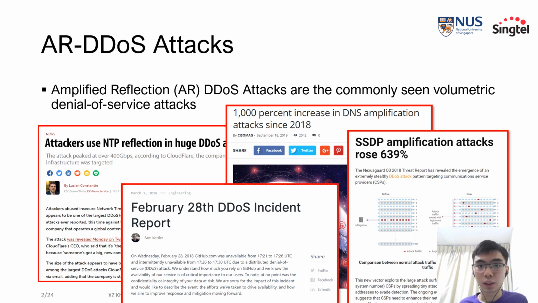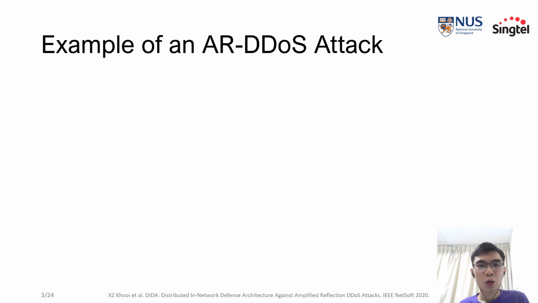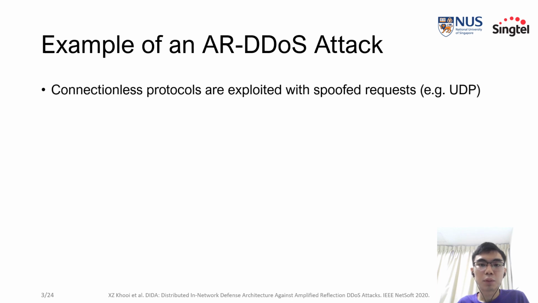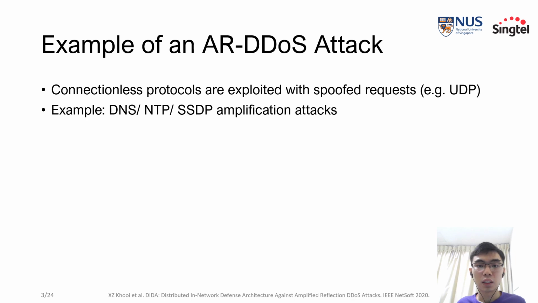Throughout the past few years, more and more incidents related to amplified reflection attacks are also being recorded. Here, we look at more examples of an AR-DDoS attack. In short, amplified reflection attacks are due to connectionless protocols being exploited with spoofed requests. Apart from the memcached protocol that I've mentioned in the previous slide, the domain name system, the network time protocol, as well as the simple service discovery protocol are also susceptible to such attacks. Throughout this presentation, I'll be using the DNS amplification attack as the running example.